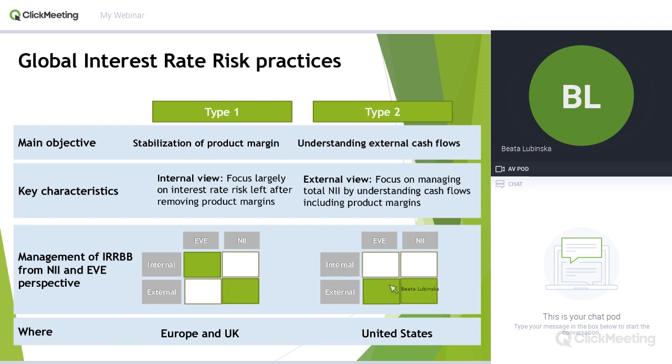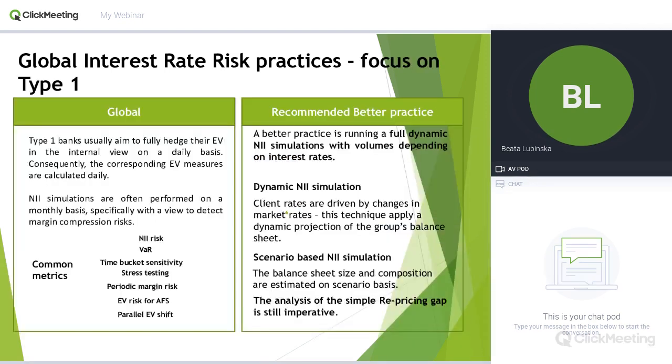And then for the external view, you calculate the economic value of equity including the commercial margin, but remember in this case you have to adjust the discounting factor. And NII is obviously calculated keeping the commercial margin and taking it into account. So it is important to have this split in mind.